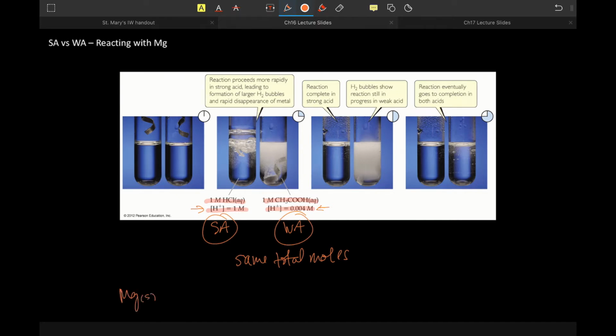Just to be clear, the net ionic equation is going to give us some H2 gas plus some Mg2+. That's what the net ionic says. And if we think about the implications, this one has much less H+ immediately available than this one. When these pieces of magnesium are dropped in, we see this one starts to react, but this one reacts rapidly because we have those larger bubbles, and the reaction is complete much faster.